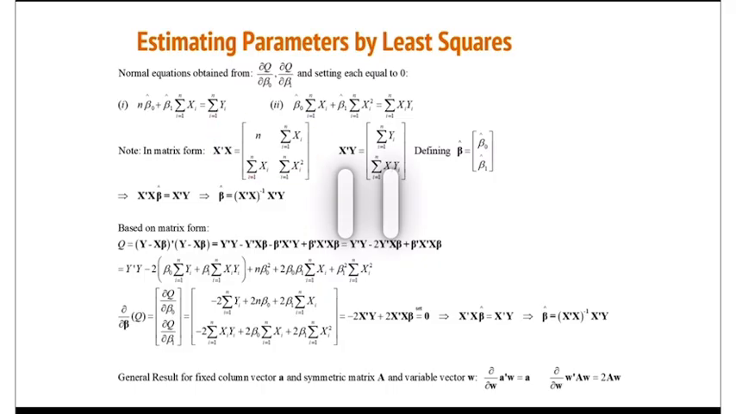What I have here is X prime X. Before I can get the inverse of X prime X, I need to first get my X prime X. My X prime X for simple linear regression is going to be n, the number of observations, sum of x, sum of x, sum of x squared. That is X prime X.